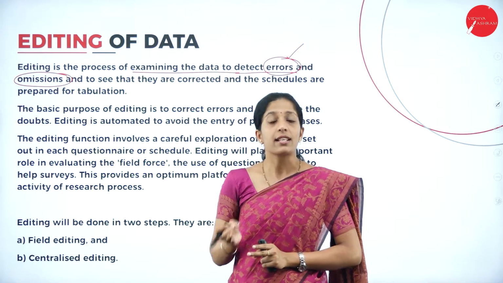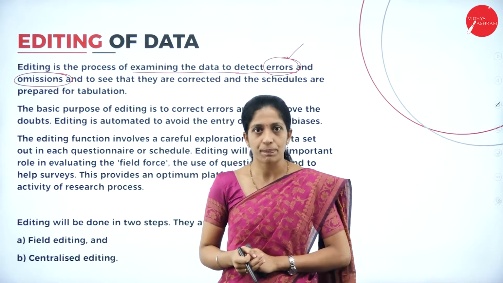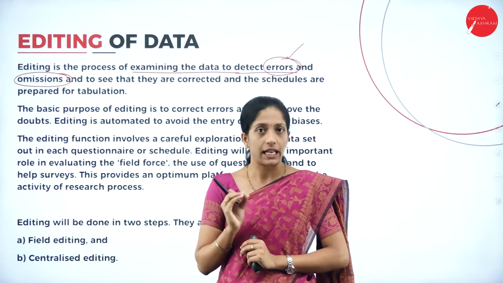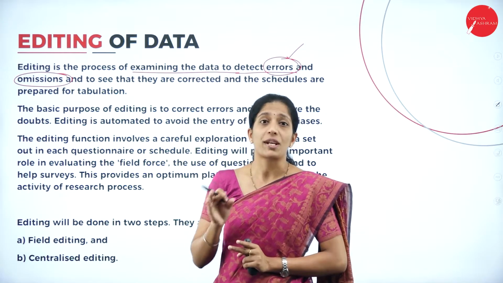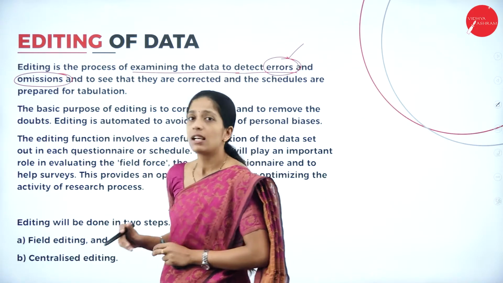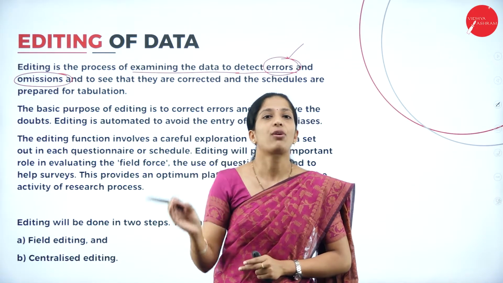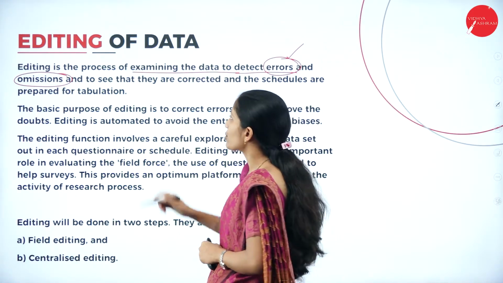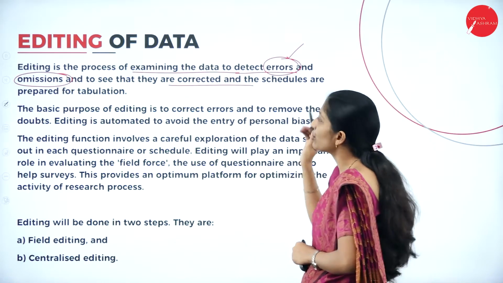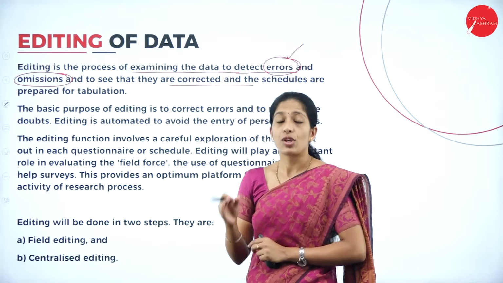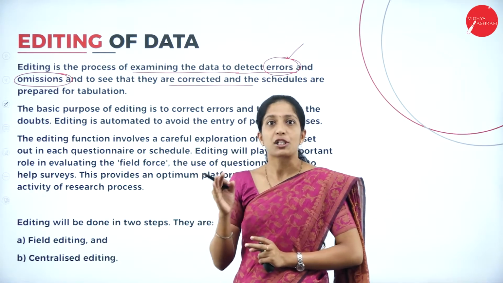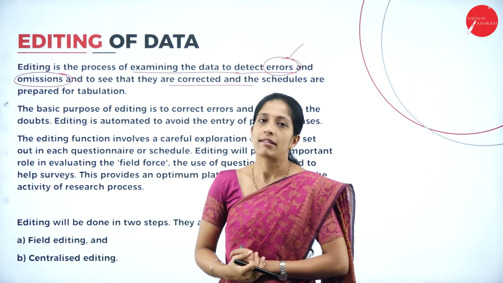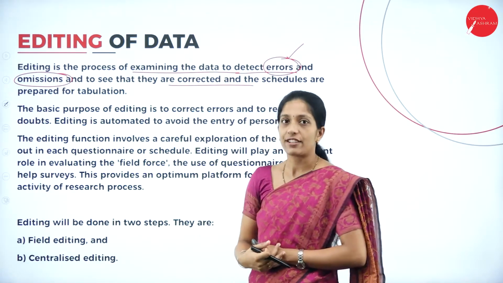As I have already told you, we can't get 100% accurate results from the respondents. For that reason, we have to check whether we have made any mistakes or whether some important information has been left out. Omissions means some important information has been left out when recording. We check that under editing of data, and see that they are corrected and the schedules are prepared for tabulation. If it is correct, it is ready for preparing the table format, or ready to go through the tabulation process. That is editing of data.